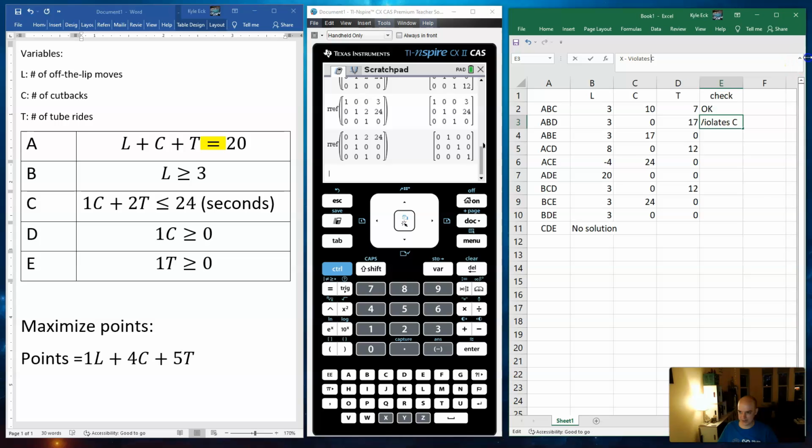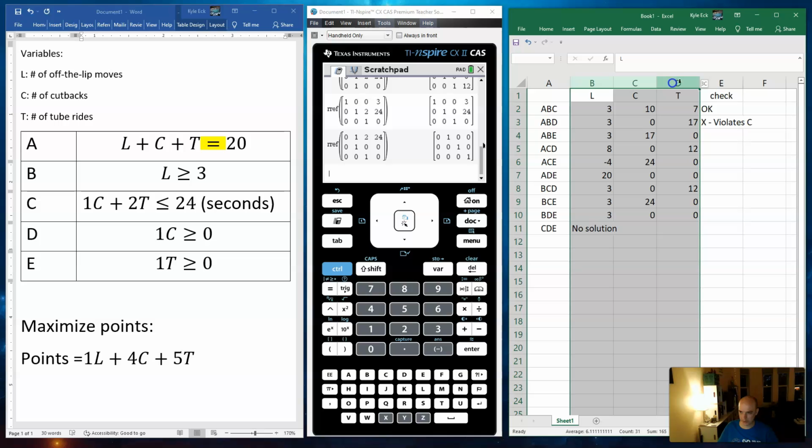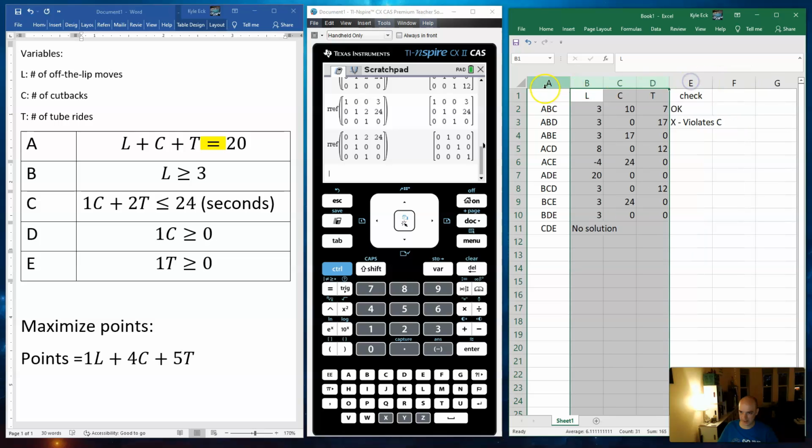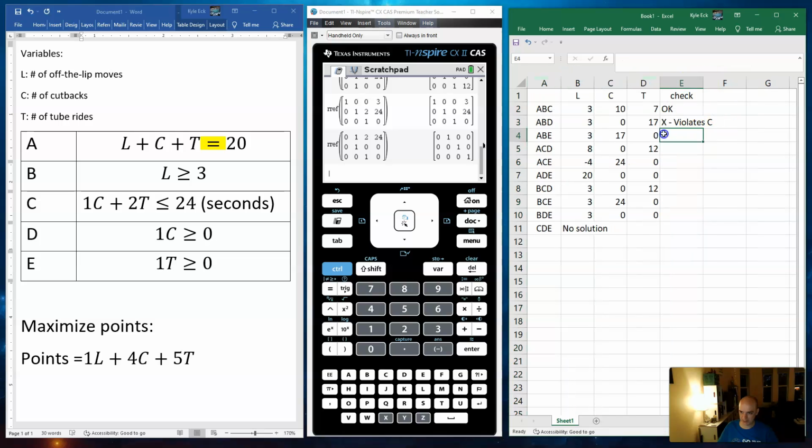We can have a little more space in our spreadsheet. There we go. What are we going to do? Make that a little smaller so it all fits on screen. Okay, make that a little bigger.